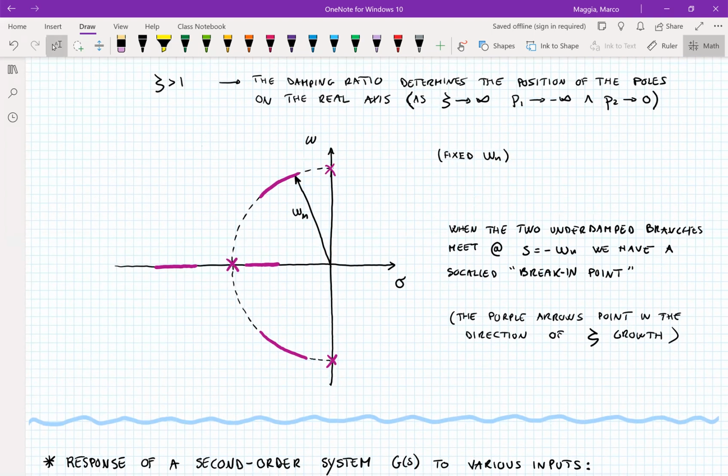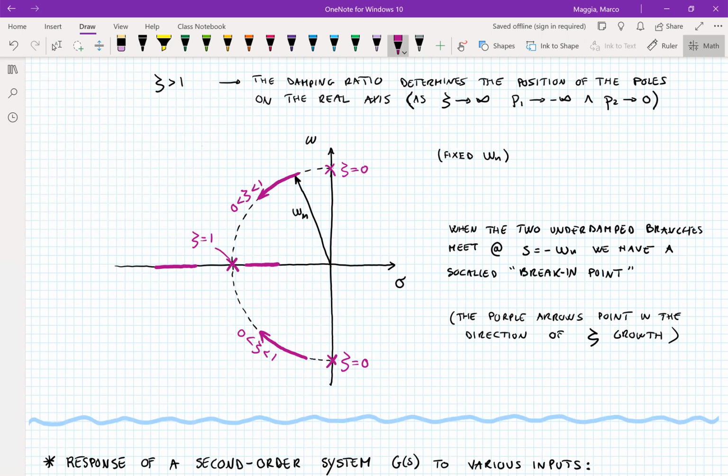So here I just drew again another S-plane. Starting from zeta equals 0, as we increase zeta, we're moving on a semicircle towards the real axis. So on the semicircle, we have zeta between 0 and 1. And then we crash on the real axis for zeta equals 1.